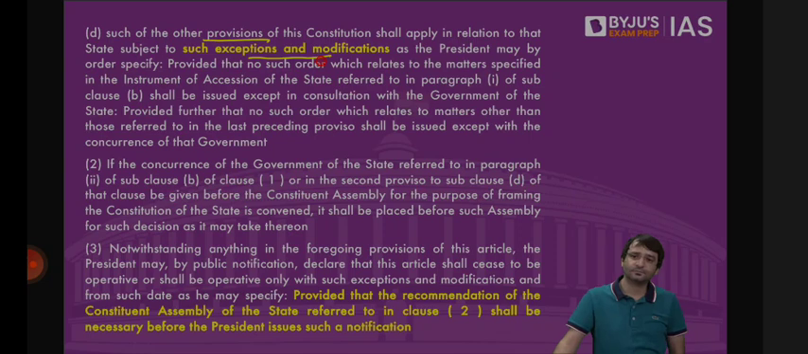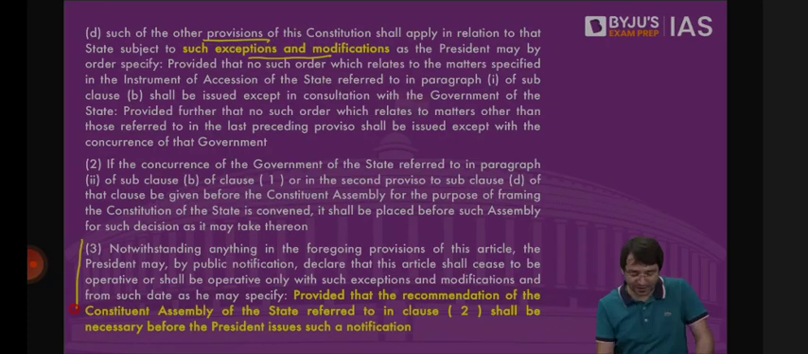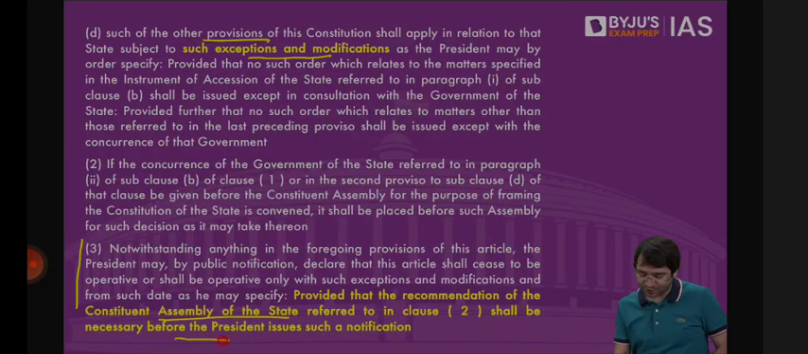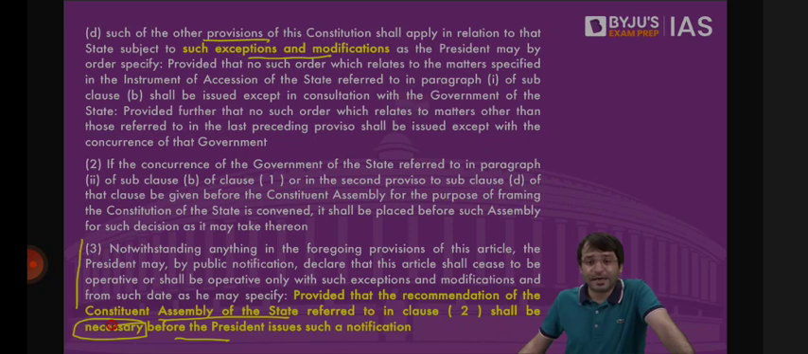Notwithstanding anything in the foregoing provisions of this article, the President may, by public notification, declare that this article shall cease to be operative, or shall be operative only with such exceptions and modifications, as from such date as he may specify, provided that the recommendation of the Constituent Assembly of the state, before the President issues such notification, shall be necessary. And then how this Article 370 was diluted on August 5, how Article 35A was born, and how it died, that's something that we will discuss on Monday.